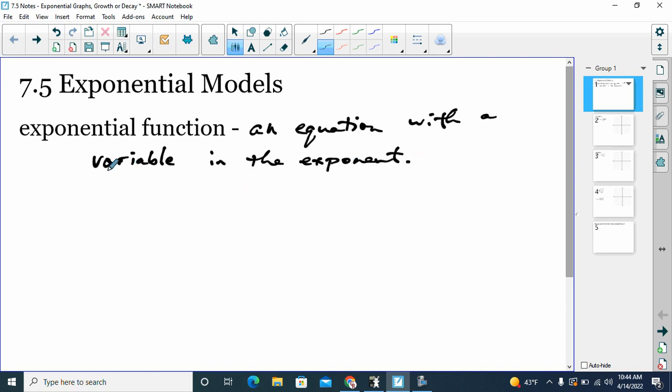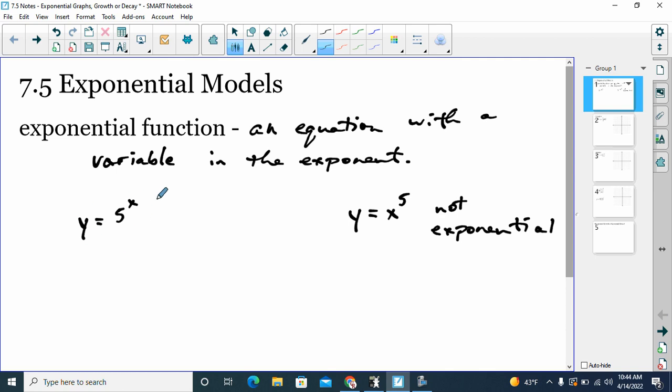So remember, a variable is a symbol, usually a letter, that fills in for a number, and it can change. Usually we use x and y as our variables. So notice the x needs to be in the exponent. Like y equals 5 to the x is an exponential equation because x is in the exponent. Whereas y equals x to the 5th is not an exponential equation. Even though it has an exponent, the x is not in the exponent. So this is not exponential.